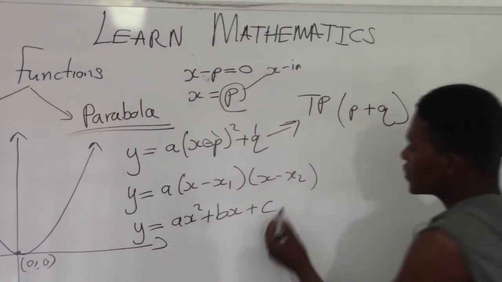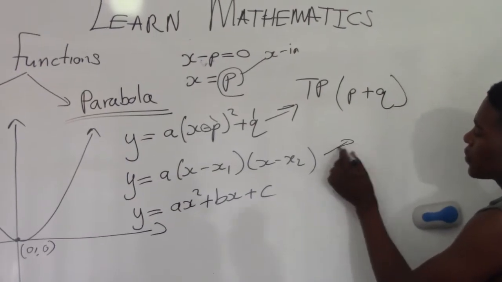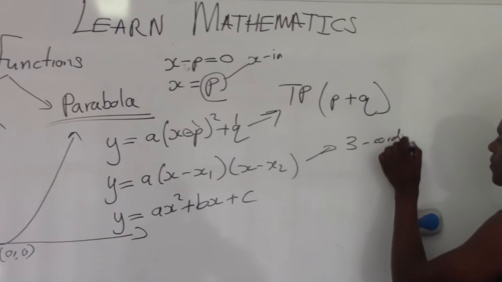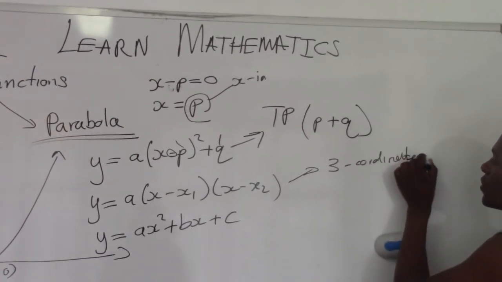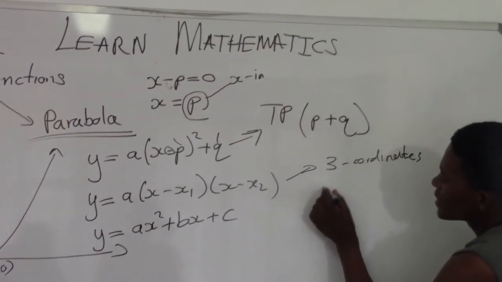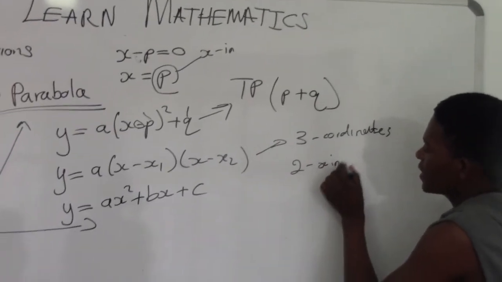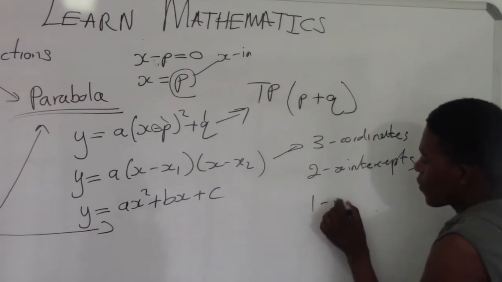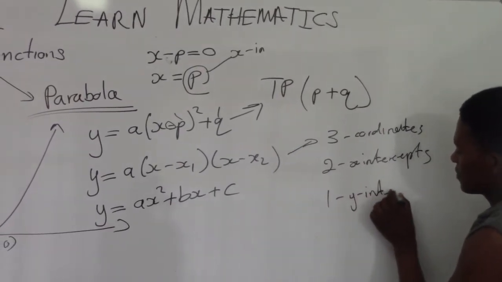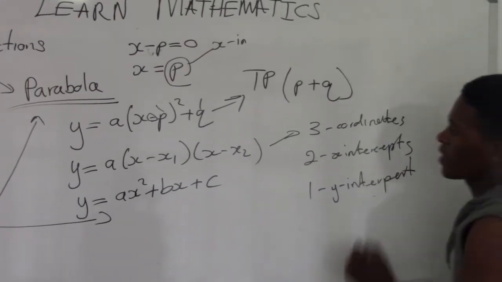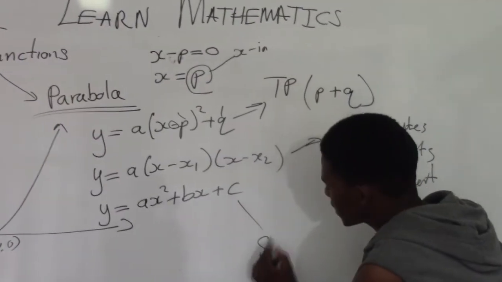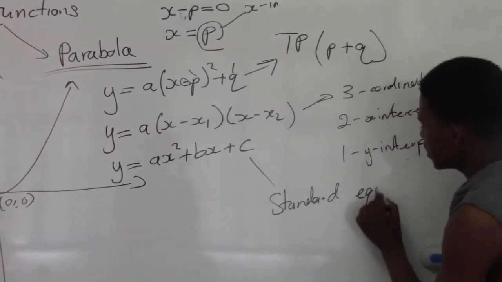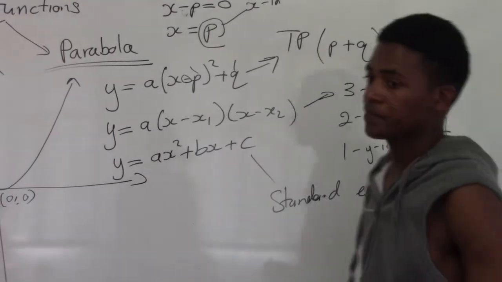Then this equation, you use it when you are given 3 coordinates. Those 3 coordinates, you should have at least 2 x-intercepts and 1 y-intercept. Then this one is the standard equation of a parabola.